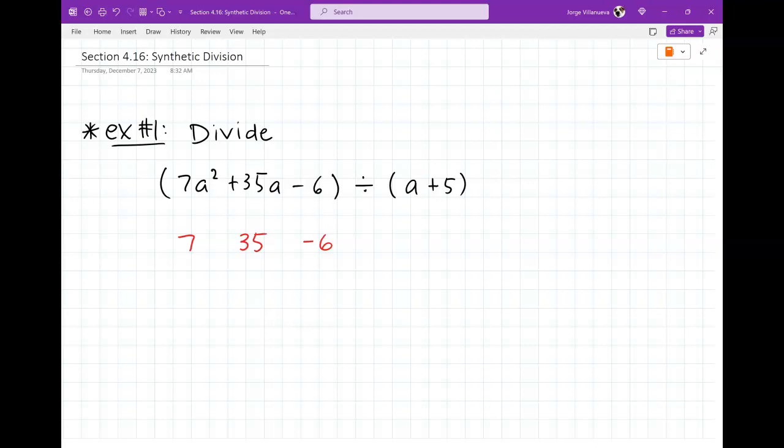Then, on the left side of that 7, I'm going to make like a half square, okay? Kind of make it a little bit bolded there. And inside of that half square, I'm going to look at the a plus 5, the thing I'm dividing by. That positive 5, I'm going to write it here, but the opposite sign. So negative 5, okay? So the 5 in the a plus 5, I'm going to write inside that half square, but I'm going to make it the opposite sign, okay? This is just your setup.